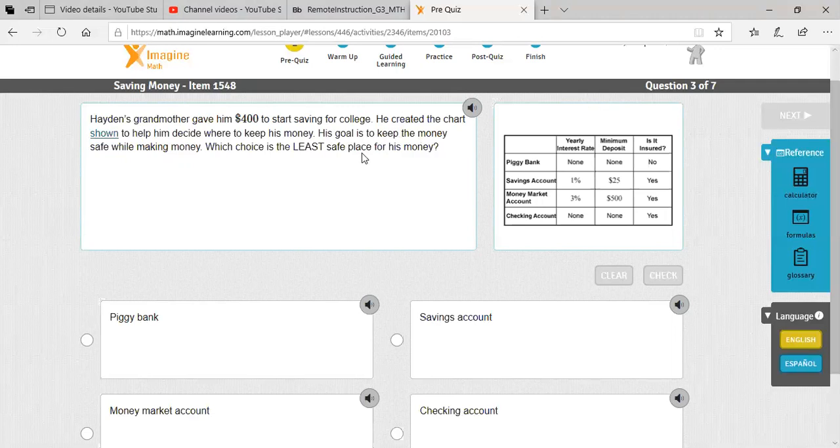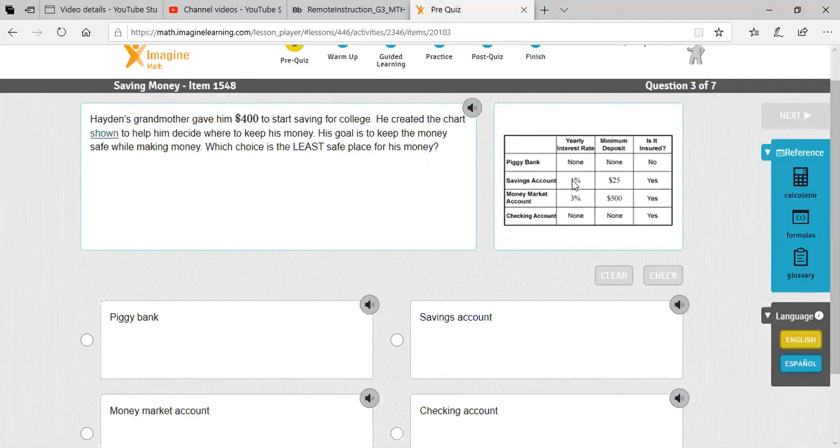The least safe. Well, he has a piggy bank, and obviously that's the worst kind of way to put your money away, because somebody can steal your piggy bank. And it doesn't give you any money, no interest for putting the money in the piggy bank. So this is not a good choice. It's not insured. The money is destroyed. Well, that's it for you. Somebody steals the money, that's it for you. So that's the worst one.